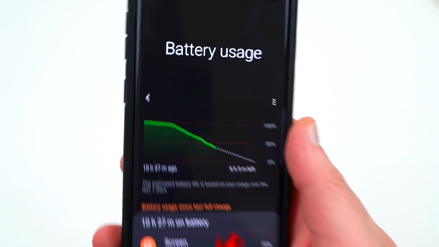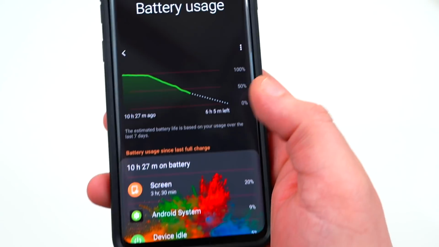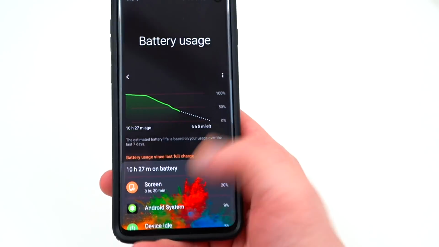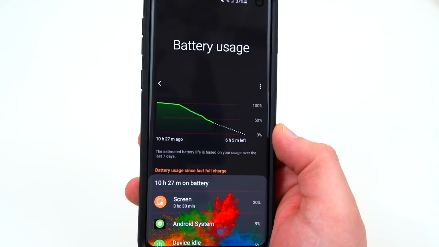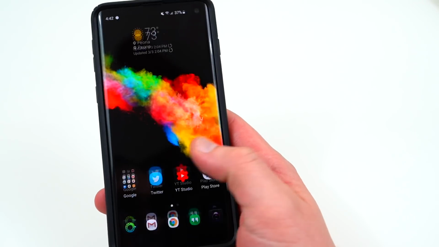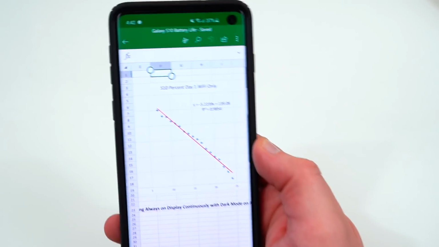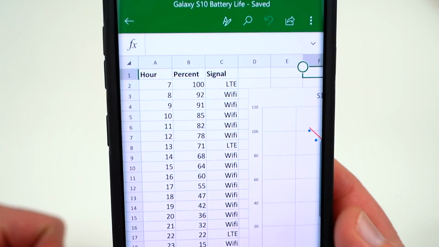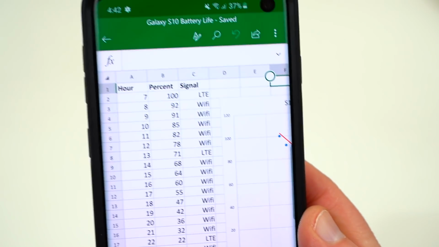So you guys can kind of see what I have today, 37% left right now, 3 hours and 30 minutes screen on time. This has been mostly Wi-Fi, but I'm going to show you different usage patterns so you can get an idea of what you can expect. So I'm going to drop this Excel spreadsheet below if you guys want to check it out so you can actually view it yourself. But I did 3 different days of analysis in 3 different spreadsheets here.